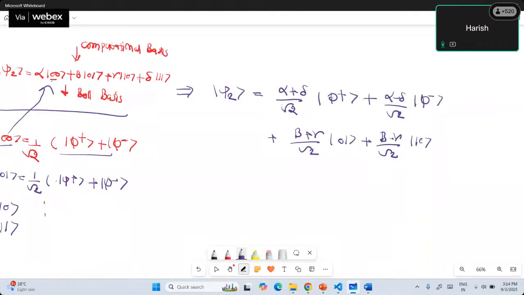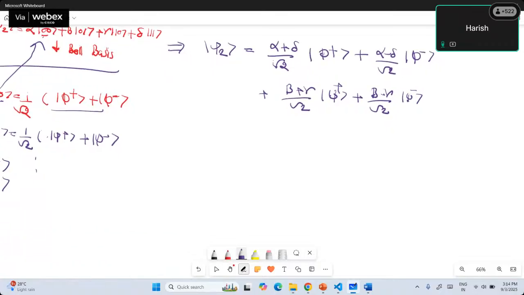Now here it will be psi plus and psi minus. So we just rewrite the terms and we are able to get the state in terms of the Bell basis. Now this is the state in the Bell basis. If you want to measure in the Bell basis, then I ask you, what is the probability that this state is in phi plus state?